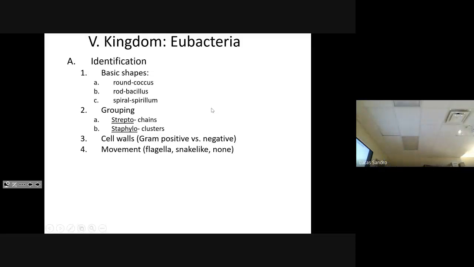And finally, movement. Some bacteria can move. Some of them actually have little propulsion systems, little flagella, little whip-like things on the end. Some of them can actually kind of snake through whatever they're swimming in. Some of them just float. Just float where the current takes them.